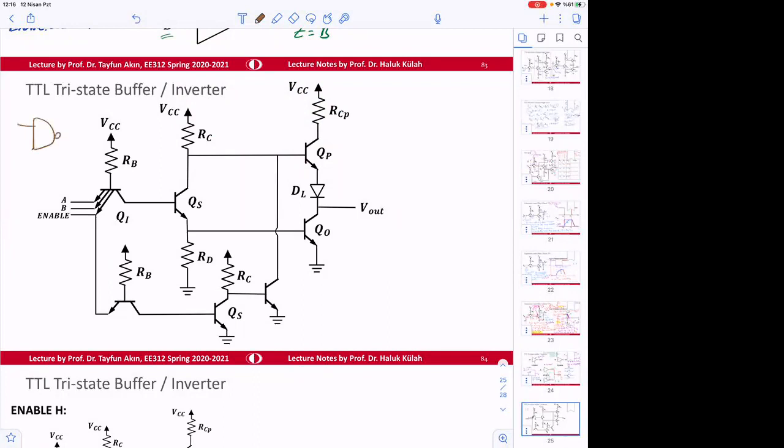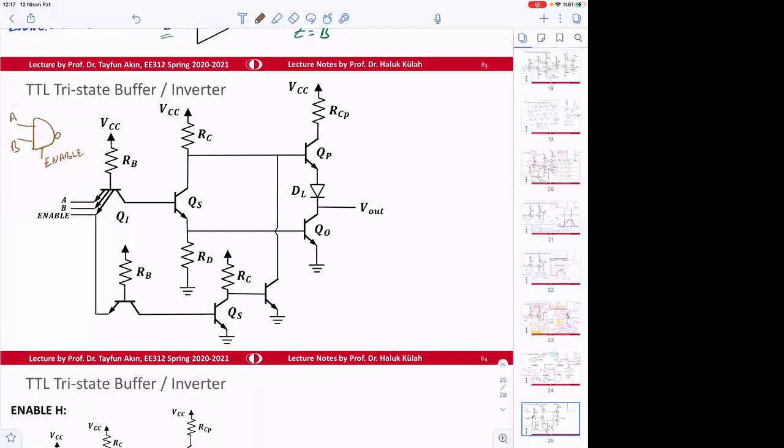So now I will show you how to implement this. It is just one step further than an inverter. If we didn't have multiple emitters here, it would be just an inverter. If I connect A to B, it will be an inverter with enable. Now we can check the function of this element.